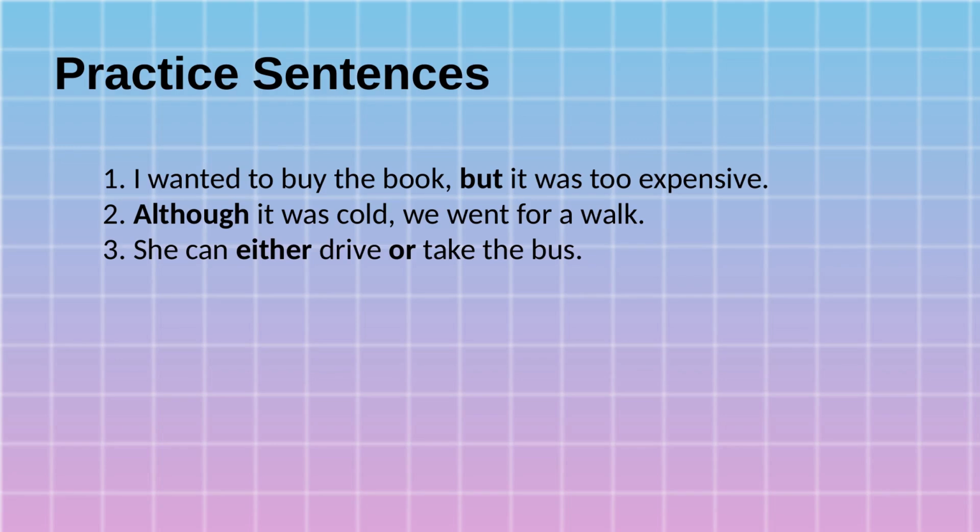Now let's practice with some sentences. Repeat after me. 1. I wanted to buy the book, but it was too expensive. 2. Although it was cold, we went for a walk. 3. She can either drive or take the bus. Practicing these sentences will help you get a better grasp of how to use conjunctions correctly.